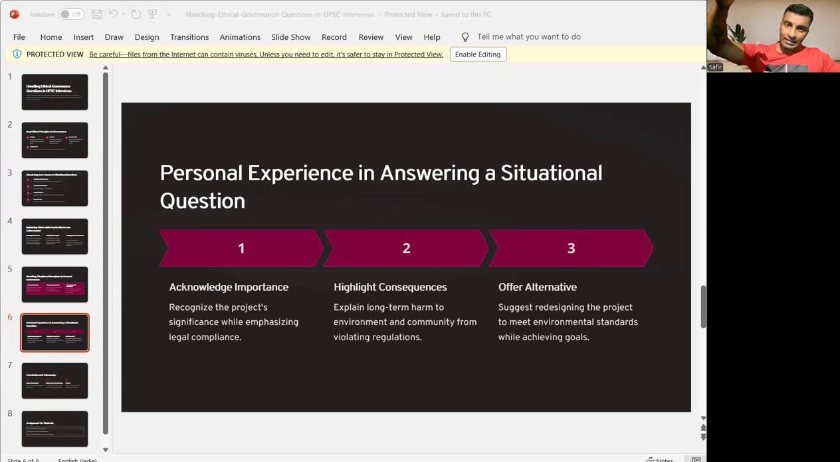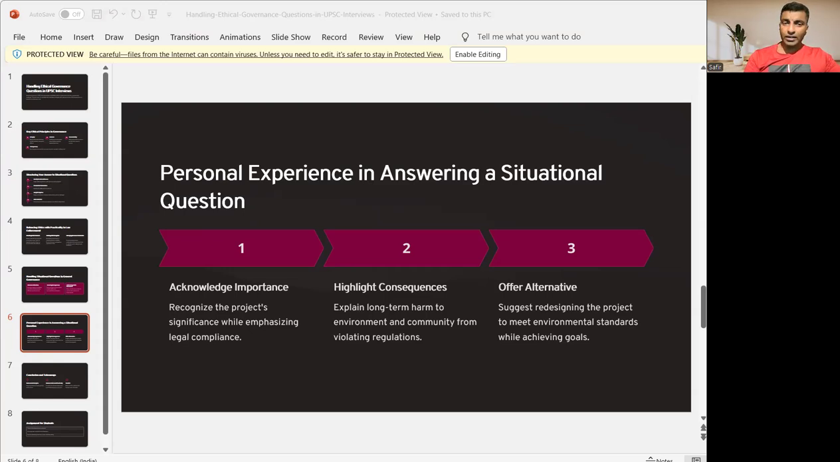So there I have discussed it as an example for the 4 steps. Here I'll tell you how practically I will answer by following the 4 steps. So I acknowledge the importance of the project, but emphasize that it could not be approved as it is a violation of environmental regulation. Then I explained that approving the project would not only be illegal but would also cause long-term harm to the environment and to the local community. So it's not sustainable as well. And instead, I offered an alternative solution, suggesting that the project could be redesigned to meet the environmental standards while still achieving its goals. So you covered everything systematically.